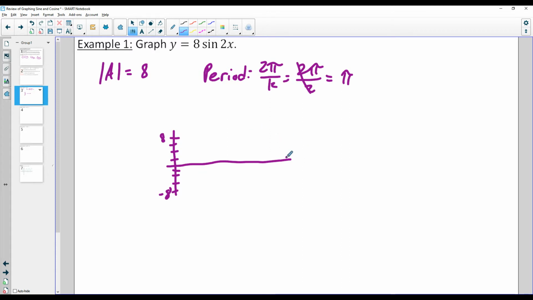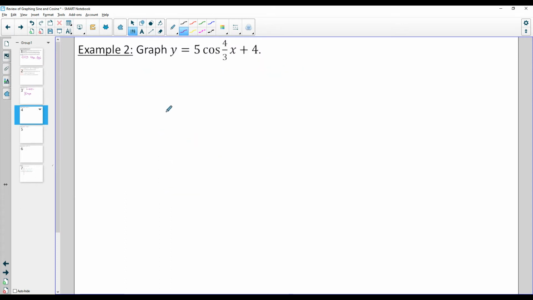And then our period is pi, so I'm going to make my end tick pi. Cut my halves in half. This will be 3 pi fourths. And then for the sine, we start here, go up, come back down. There we go, just like that. And that's all that one is. Now this one, a little more involved.